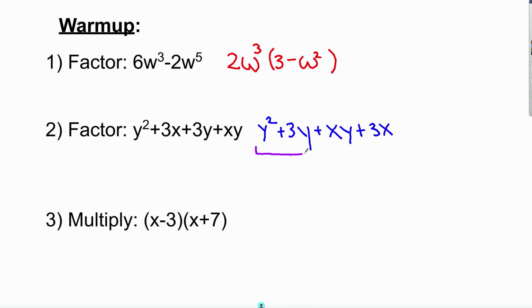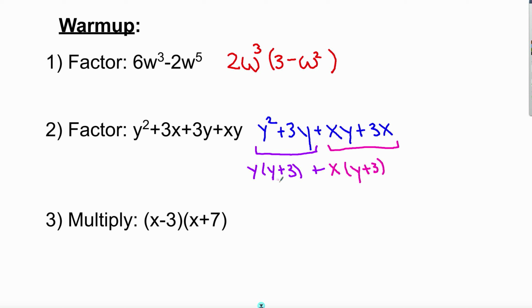So these two terms have a common factor, and that is y. So I can factor the y out. So I would get y times y plus 3. And I bring this plus sign down in the middle. And then I look at my second grouping here. And the second group have a common factor of x. So I can factor an x out. So I get x times y plus 3 when I factor x out.